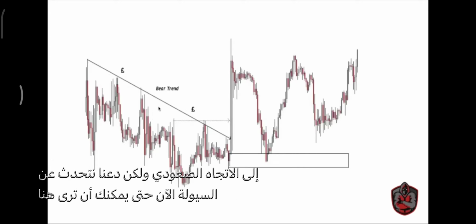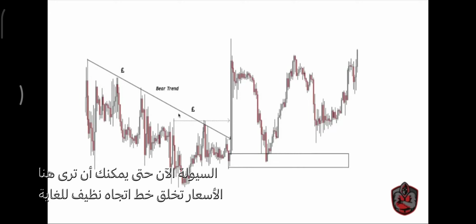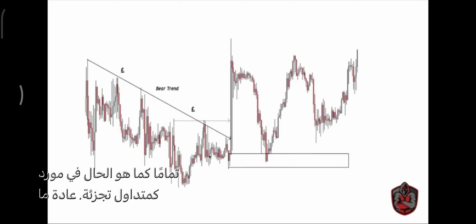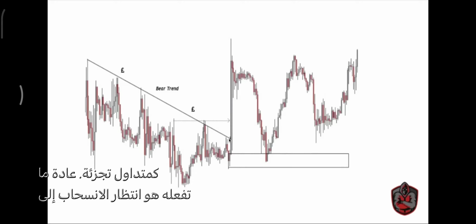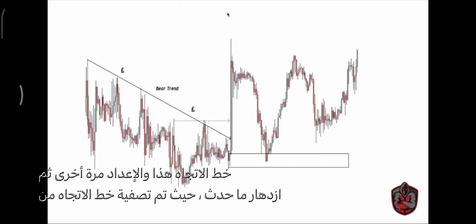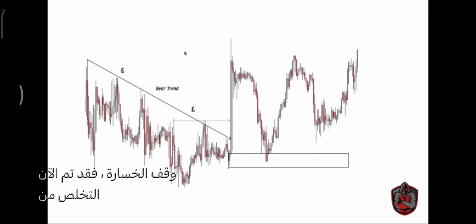So as you can see here, price is creating a very clean trend line, right? As a retail trader, what they'll usually do is wait for the pullback to that trend line and sell off again. And then boom, what happened? The trend line got liquidated. Stop losses have now been taken out. Okay.